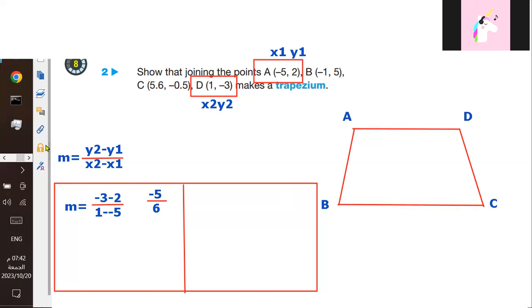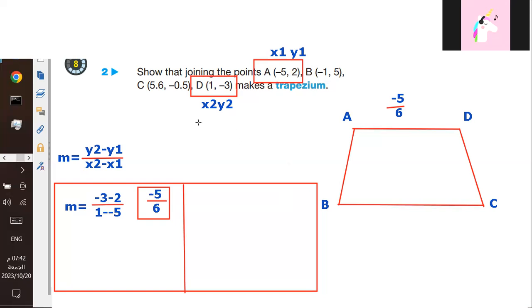So the gradient of A and D is minus 5 over 6. I'm going to make a box like this. So we understand that this is minus 5 over 6. I'm going to write it here. Do we write it as a decimal or a fraction? Either is okay, a decimal or a fraction. Because you need to make sure that this one is the same as this one. That's it. If you find this as a fraction, make this a fraction. Same idea.